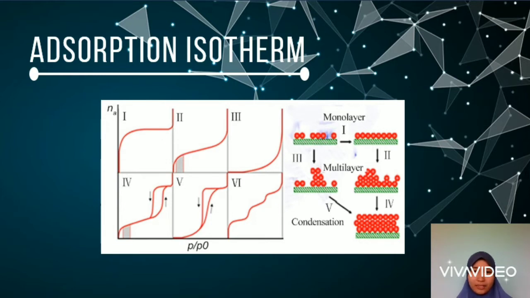Okay, now at number 4 and 5, we can see the condensation process occur, where the pore is fully filled with the nitrogen gas, which happens in the adsorption isotherm right here. And number 6 is where the adsorption isotherm is complete.